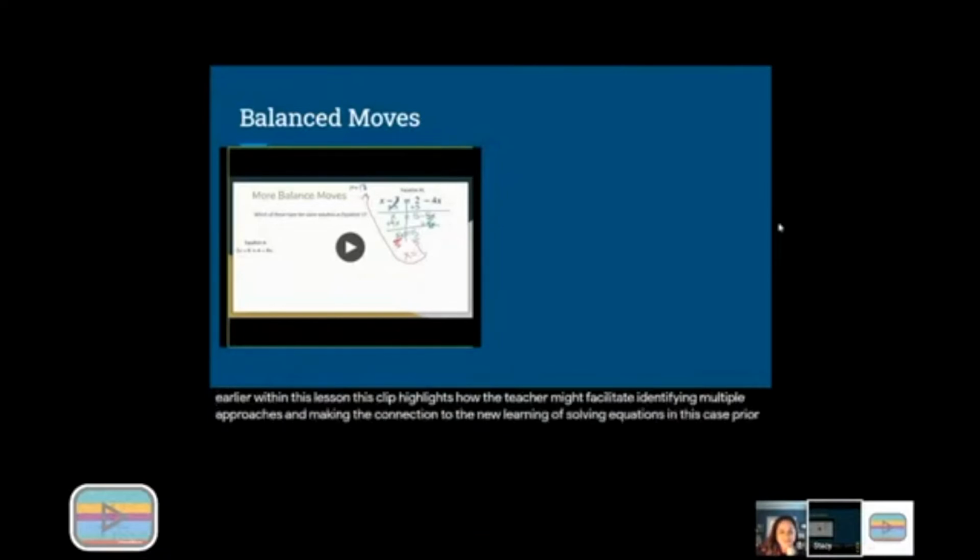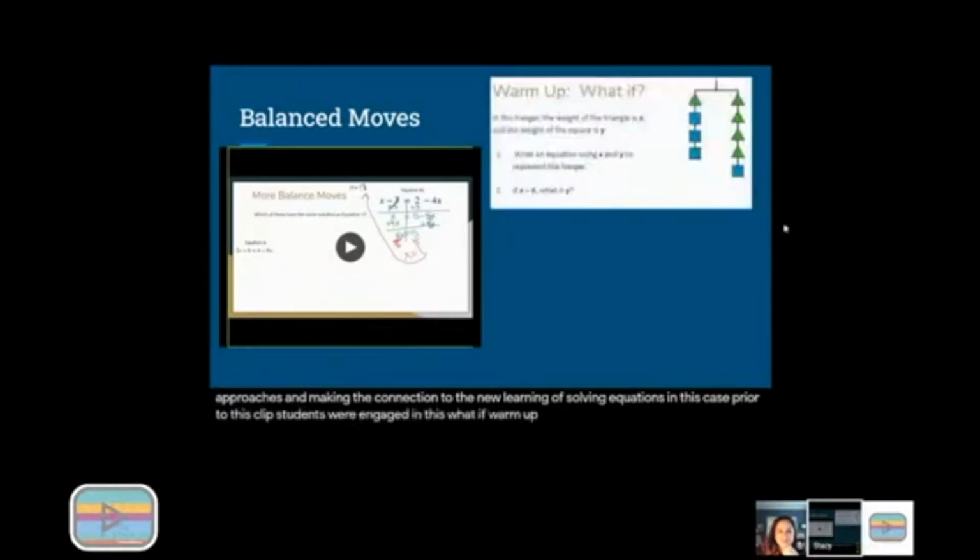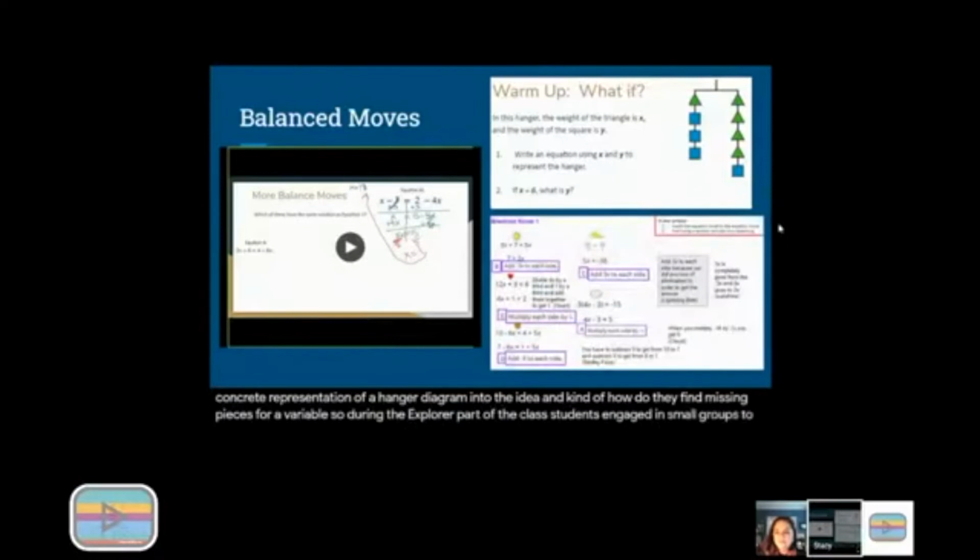Prior to this clip, students were engaged in this what if warm up where they were bringing that concrete representation of a hanger diagram into the idea of how they find missing pieces for a variable. During the explore part of the class, students engaged in small groups where they took the more abstract representation of the equation and started to identify what might be some verbal descriptions of moves that they could make to keep the equation balanced, this idea of equality. And students had to determine which of the moves were appropriate.